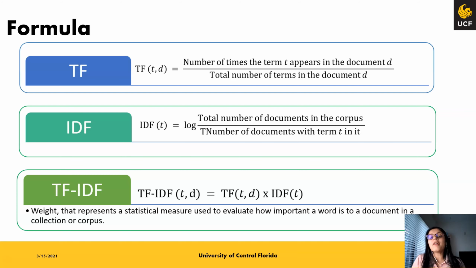So we're going to calculate the IDF as the log of 100 divided by 3. And for the TF-IDF, we're going to multiply TF by IDF, and we're going to get the weight that represents the statistical measure used to evaluate how important a word is to a document in a collection or a corpus.